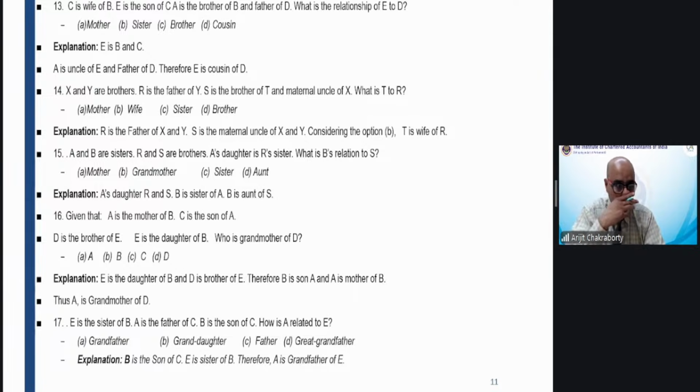So we see here that B and E, they are siblings. Their father is C, because B's father also means E's father. B and E are both siblings. So their parent is C, and C's father is A. So A automatically becomes the father of E's parent. Parent's father is grandfather. So option A is the right answer. That means A is the grandfather of E.